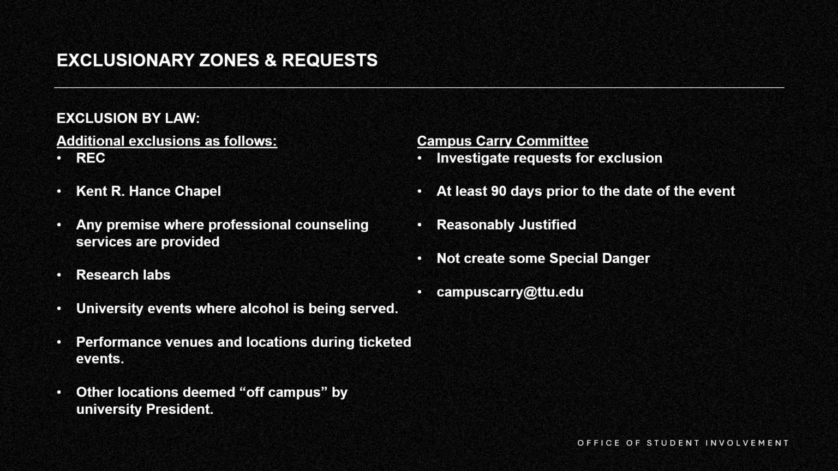Regarding exclusionary zones, the university president is the only person with the authority to declare a specific premise or venue as an exclusionary zone. Therefore, no faculty, staff, or student group of Texas Tech University can exclude a specific premise or venue as off-limits. Additionally, Texas statutes outside of Texas Government Code Section 411.2031 separately provide exclusions of certain premises or events.